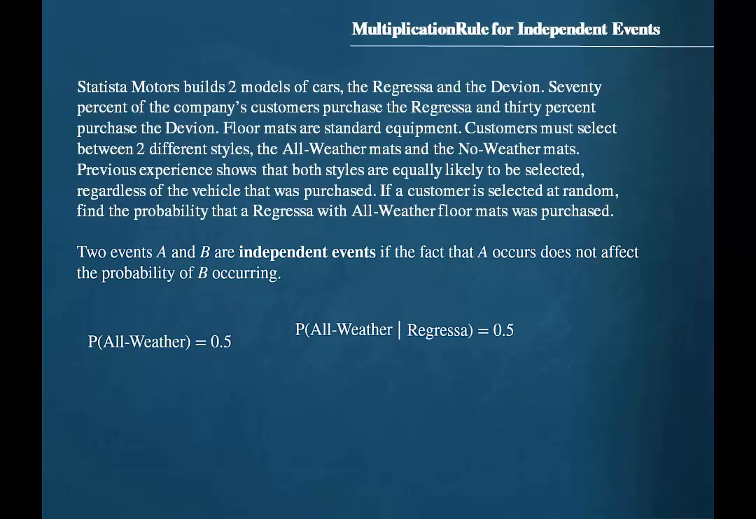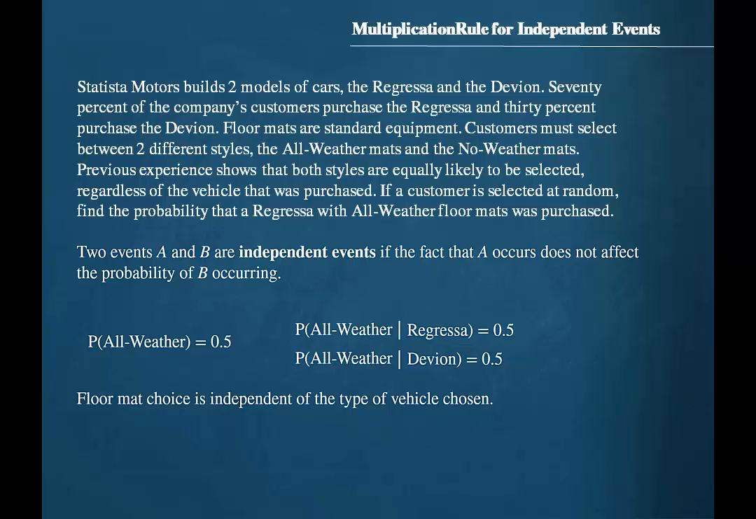This also means that the conditional probability, the probability that all-weather mats would be selected, given the customer purchased a Regressa, is also equal to 0.5. Likewise, the probability that all-weather mats would be selected, given the customer purchased a Devion, is also equal to 0.5. These probabilities being equal shows the independence between the vehicle model choice and the type of floor mat choice.